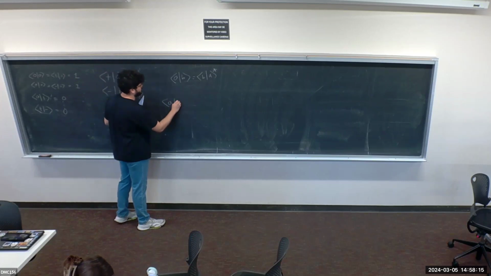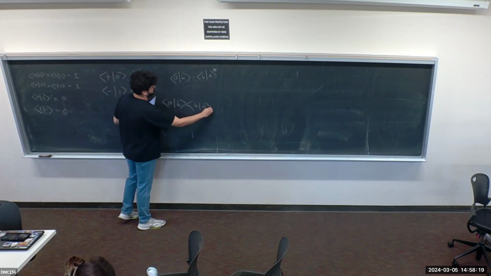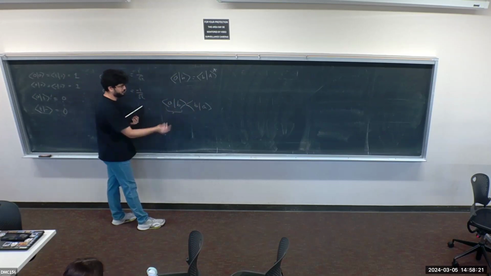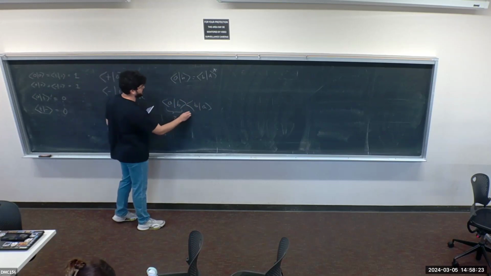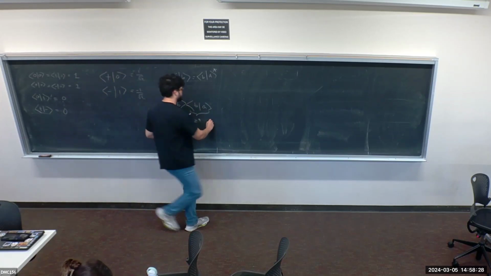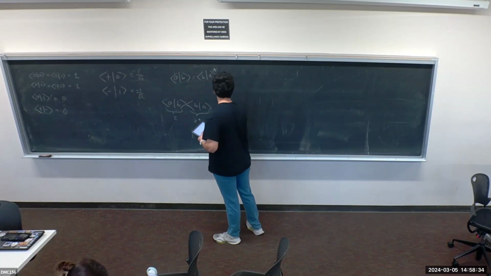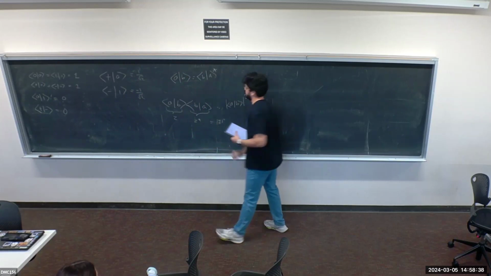And if you have inner product AB, BA, since this is some complex number, let's call it Z, then this has to be Z conjugate. So then this becomes mod Z squared. So this is mod of AB squared.